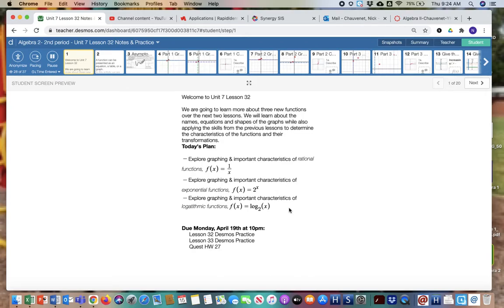Lesson 32 notes video. So this is the first lesson where we're looking at these three new functions. These three functions are ones that we have not looked at yet, specifically because they have a different feature compared to the 6 functions that we looked at so far. Those functions are a rational function, which is the equation 1 over x, an exponential function, which is the equation 2 to the x power, where the variable is the exponent, and a logarithmic function, which is log base 2 of x. Again, we wouldn't expect that you've seen this before, but we will learn how to graph it and what it means.